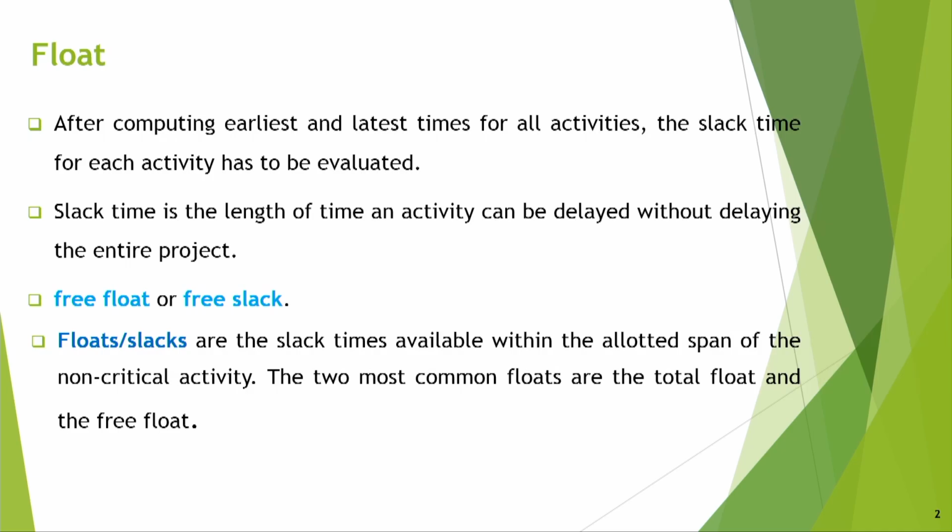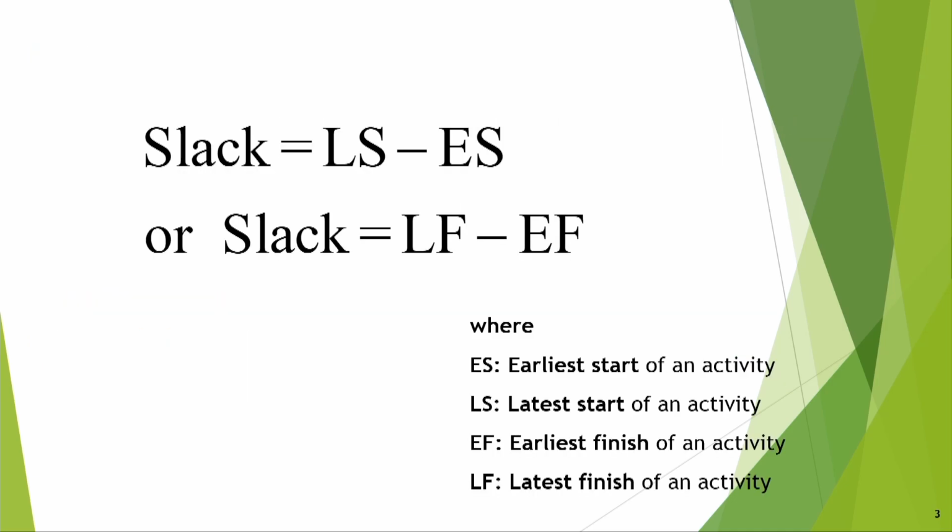Okay. So there are two terms, one is the free float or free slack, and there is a total float also. Floats or slacks are the slack times available within the allotted span of a non-critical activity. That means float will be present only in non-critical activities. That is why it is non-critical. That means you can take some freedom, but not that much. The two most common floats are the total float and the free float.